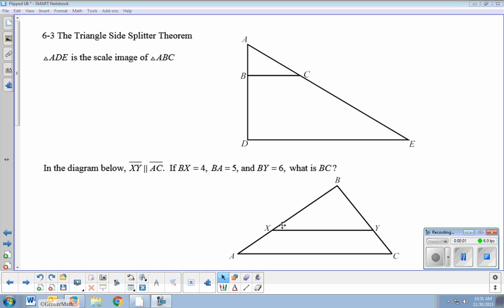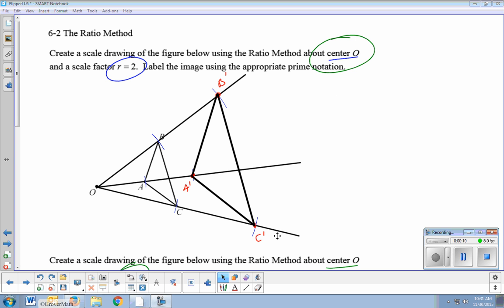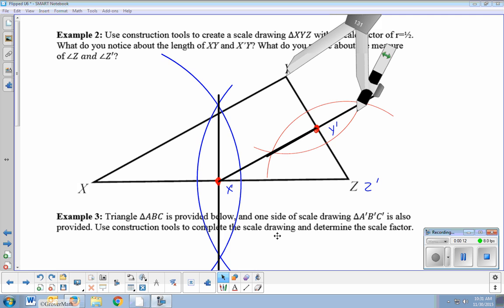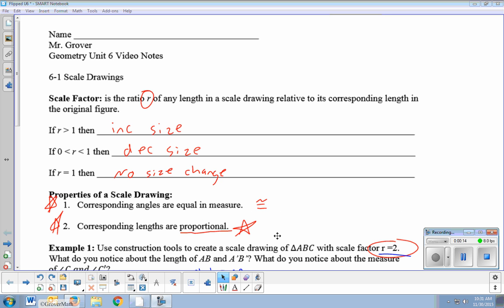Geometry Unit 6, Section 3. The previous two videos were on different ways to dilate images, and that's what the title of this chapter is, Dilations. So we're seeing our first taste of making triangles bigger and smaller and figures like that.